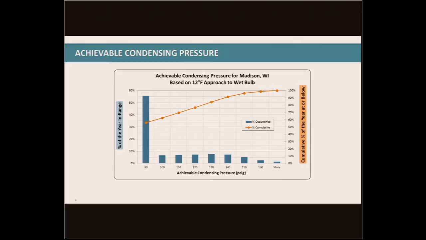At 100 pounds, it's only going to be about 5 to 7% of the year. And you can see as it increases up to 150, 160 pounds, a very small fraction of the year will it actually be operating at that higher pressure, with the largest majority of the time being able to operate at this lower, more efficient pressure. So how do we get to that point?